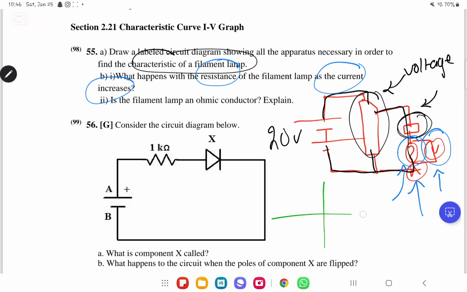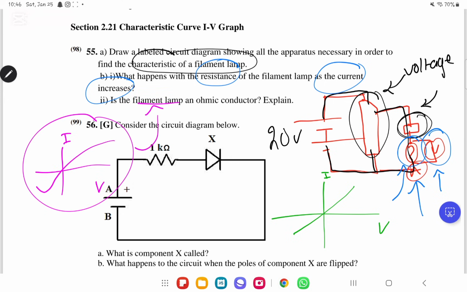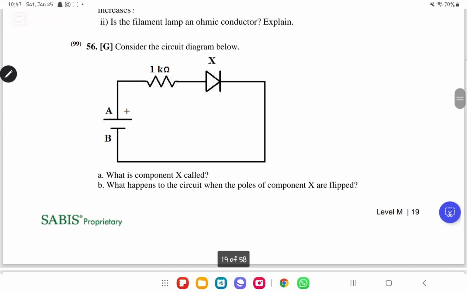Now they asked us in part 2, is the filament lamp an ohmic conductor? Okay, we know an ohmic conductor's IV graph is a straight line passing through the origin. However, we know that the filament lamp's IV graph looks something like this. Or actually, no, it's like this. Forgot how to draw it, sorry. Okay, so the IV graph of a filament lamp looks like this. So definitely it's not an ohmic conductor since it's not a straight line passing through the origin. That's pretty much it for question number 25.